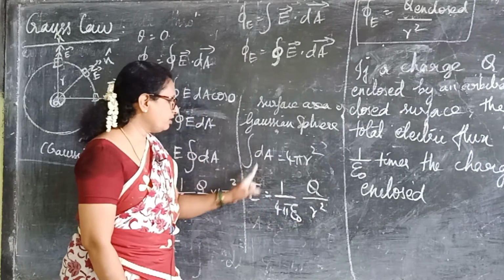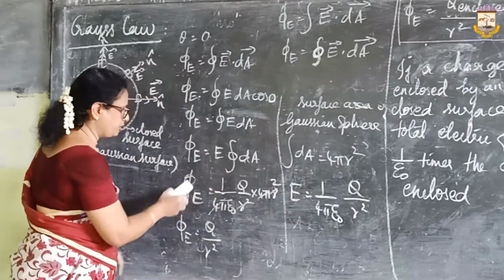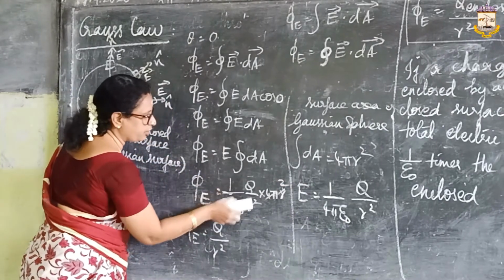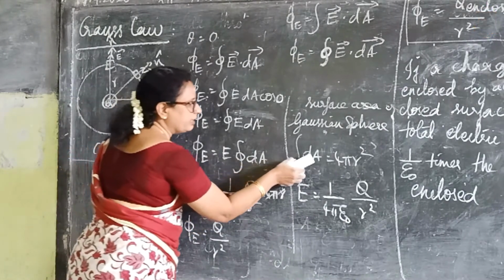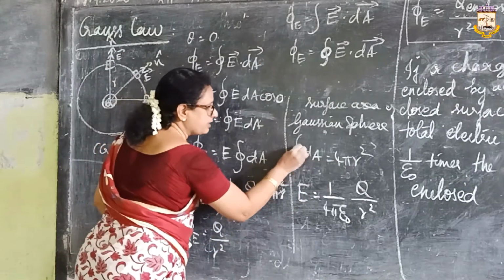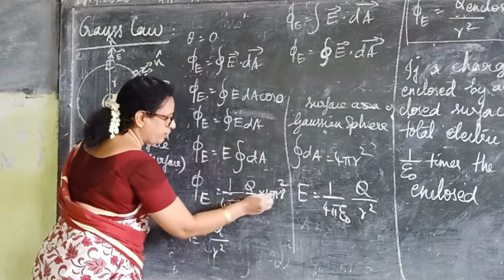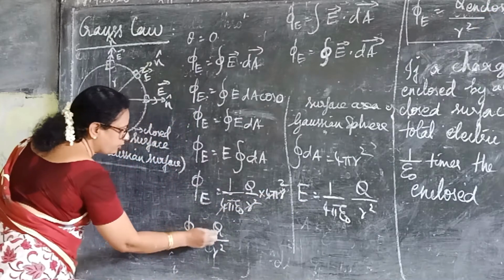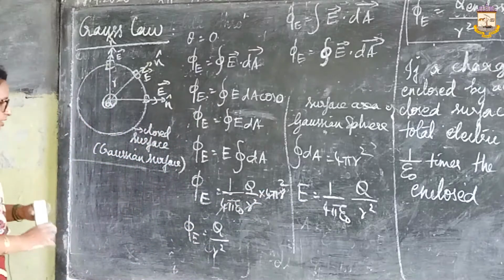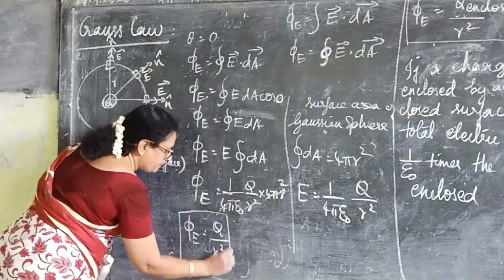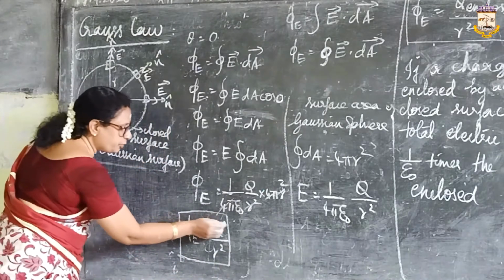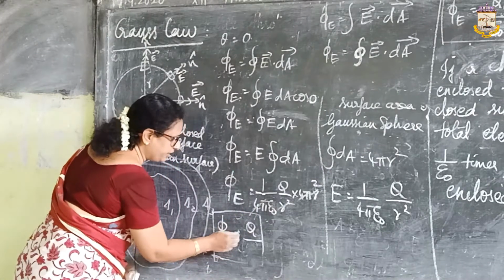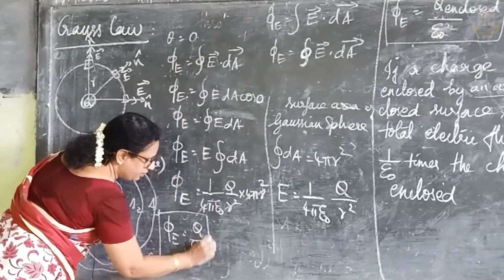Substituting these two in this expression, phi E is equal to, for E I have substituted 1 by 4 pi epsilon naught q by r square, into closed integral dA, which is 4 pi r square. 4 pi will get cancelled, r square will also get cancelled. So we will get the final expression: phi E is equal to q by epsilon naught.